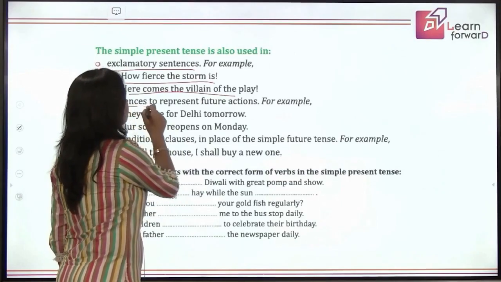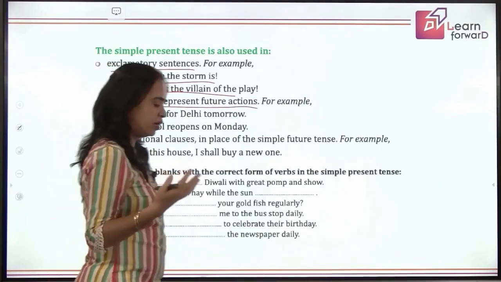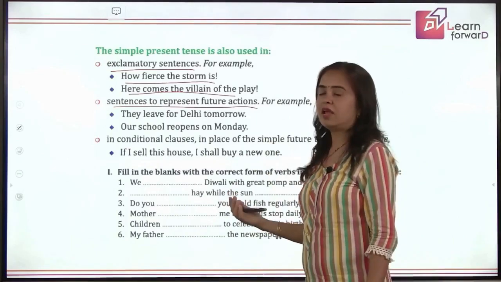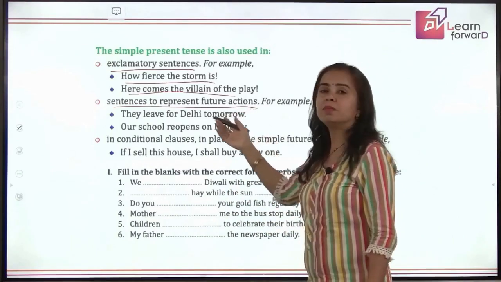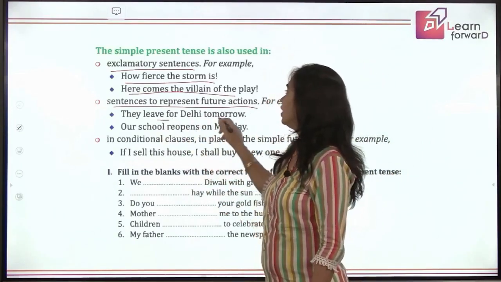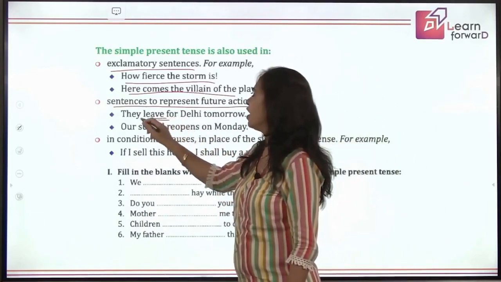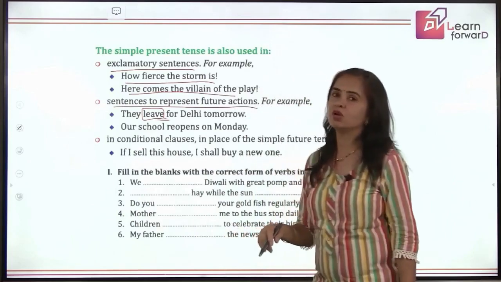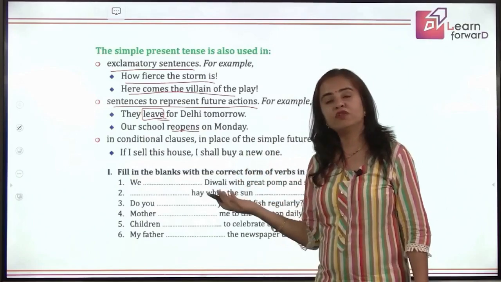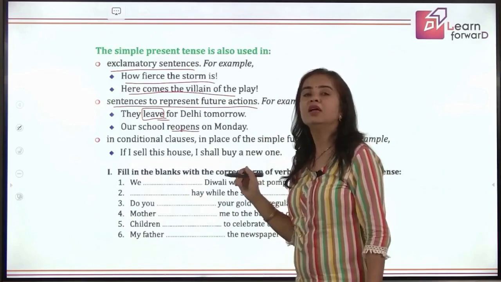It is also used in sentences to represent future actions. So sometimes when we are talking about future actions which are already fixed, they are sure, they have been fixed, we use simple present tense, and they are schedules also, you can say, like they leave for Delhi tomorrow. So the plan is fixed and all the preparations done. That is why we are using here simple present tense. We are not saying they will leave for Delhi tomorrow. Our school reopens on Monday because it's a fixed plan. It's already decided, it's already declared. So we are using here simple present tense.